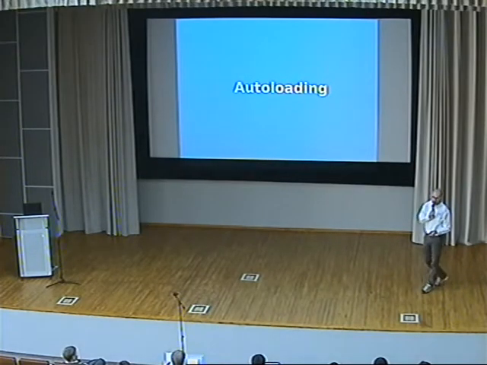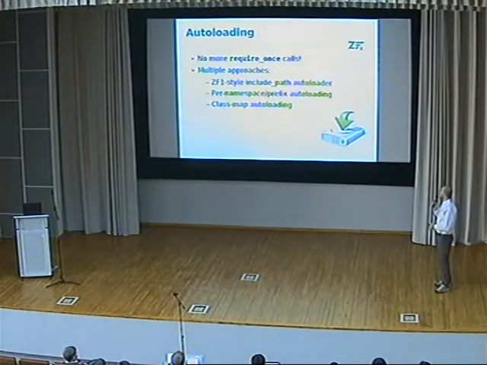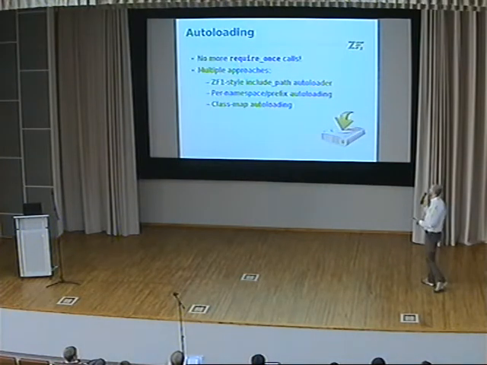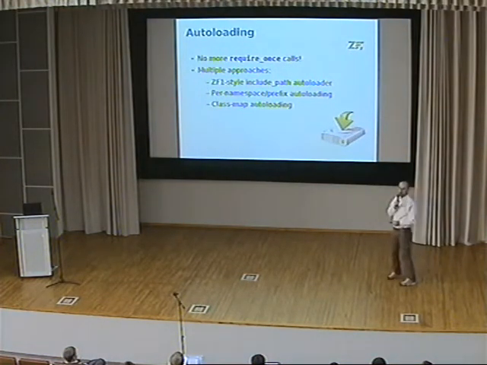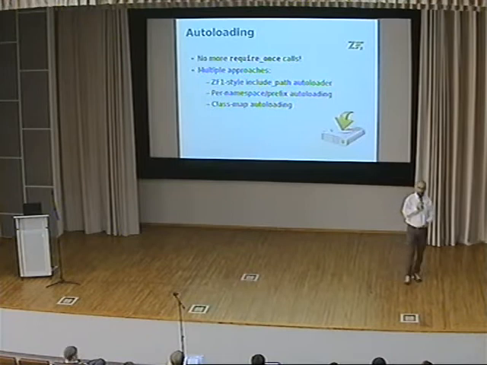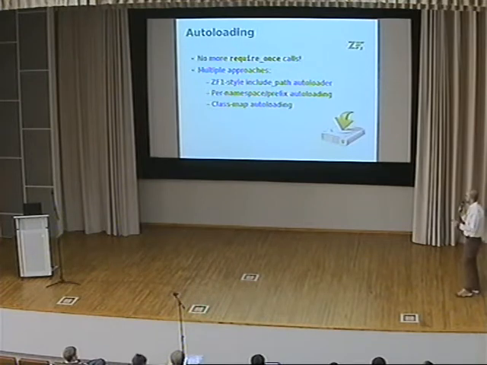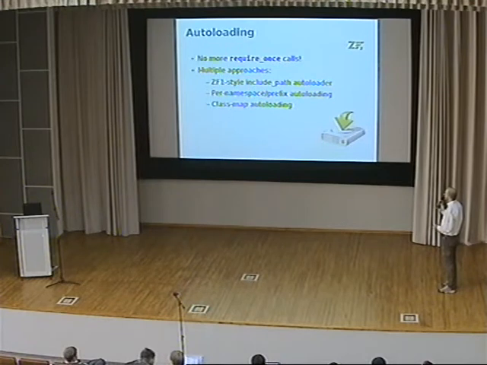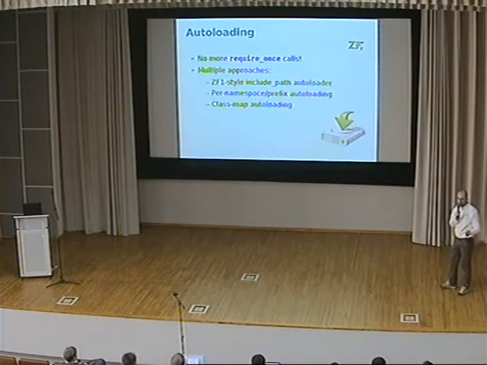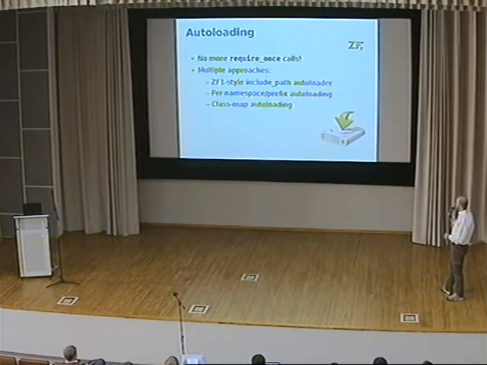Okay, now I will show you a couple of new features. The first is the autoloading. So we don't have any more require once. So that is a good news. So you can use your classes without worrying about the include or the requirements of your classes. We have 3 different autoloading systems. The first is the Zend Framework 1 style. So nothing new. The second is an autoloading system based on namespace or prefix.